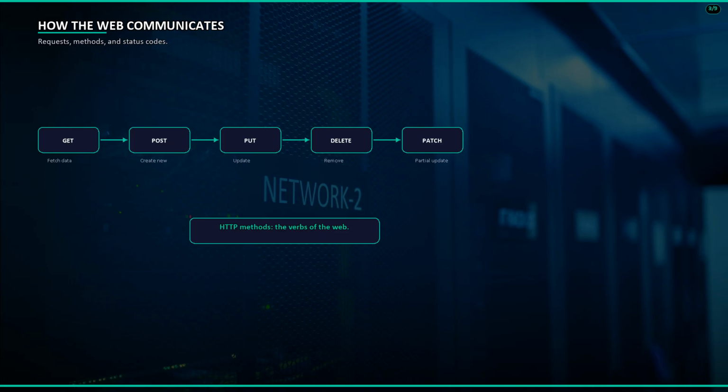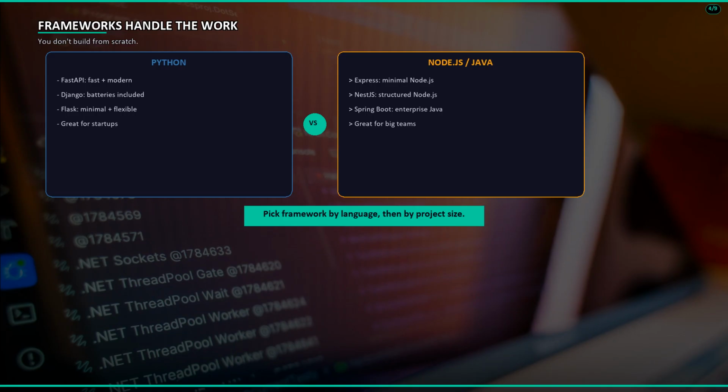The tool that sits between your language and the web is called a framework. This is what actually handles incoming requests, so you are not building everything from scratch. In Python, you have FastAPI, which is fast and modern, and Django, which gives you everything out of the box. In Node.js, you have Express, which is minimal and flexible. And in Java, Spring Boot, the heavyweight champion that big corporates use.